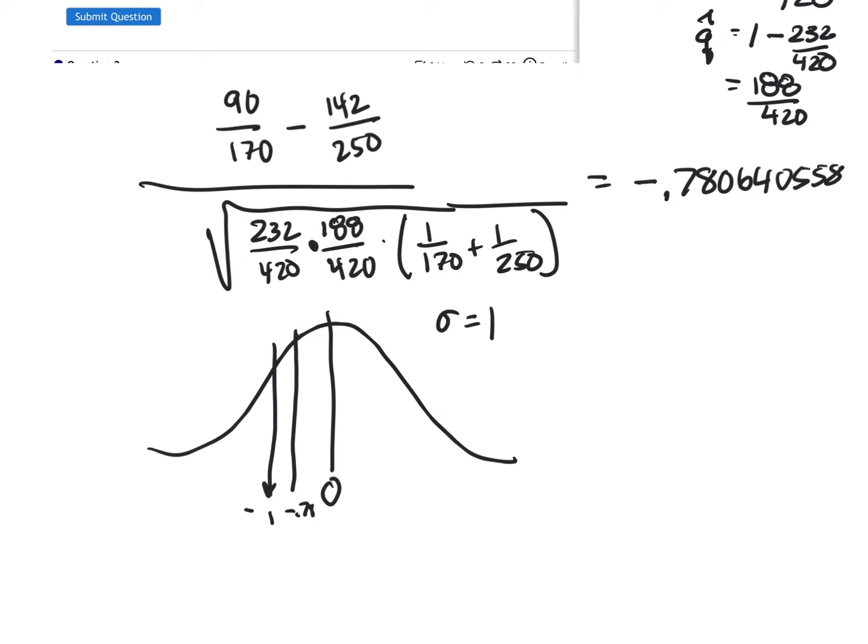Our test statistic is negative 0.78. So we're looking for the area under the curve here. That area is our p-value, right? The p-value is the area under the curve from the test statistic to the closest tail. This is a one-tailed, left-tailed test, so that makes total sense. So I'm going to find this area by going to normal CDF on the calculator.